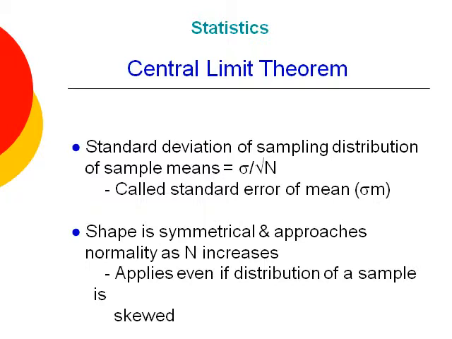The fourth thing the central limit theorem says is that the shape of the sampling distribution of the sample mean is symmetrical and becomes increasingly normal in shape as n increases. The important thing here is that this holds even if the underlying sample distribution is skewed. Although it is a bit of an overstatement, as n increases, we have greater and greater confidence that the underlying distribution of the sample mean is normal.